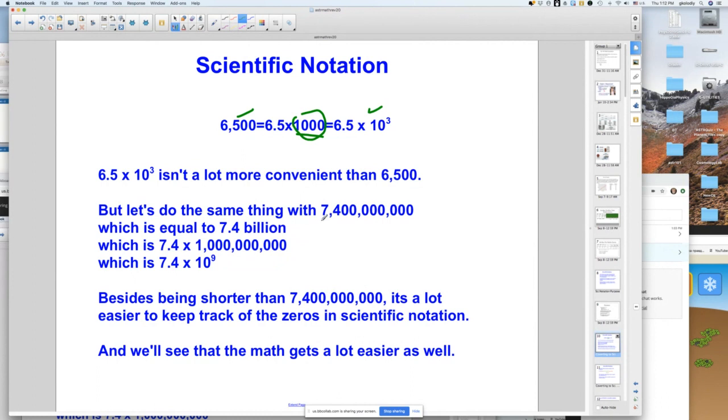So let's say you did something like this. This is 7.4 billion, and it would be 7.4 times 1 billion. And 1 billion is 10 to the 9. You count the number of zeros, 9 zeros, 10 to the 9. A lot shorter way than writing this number over here.